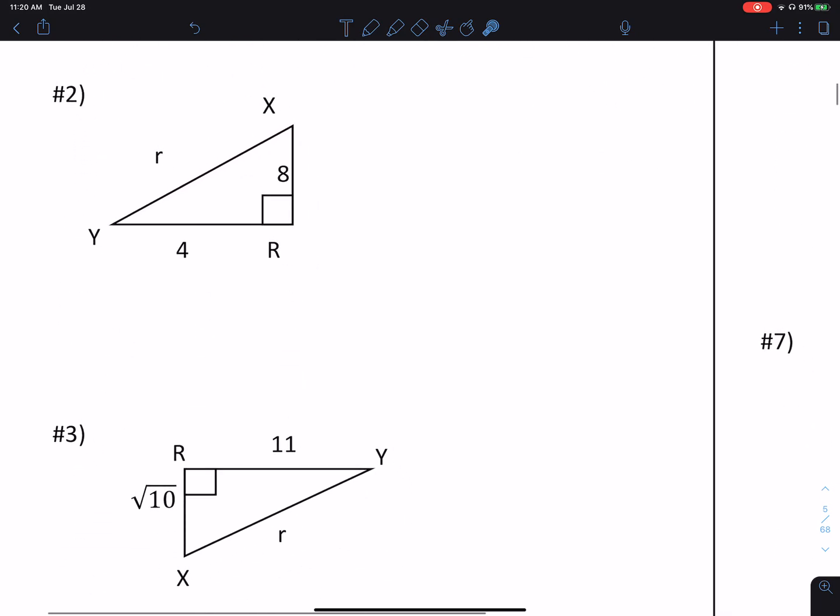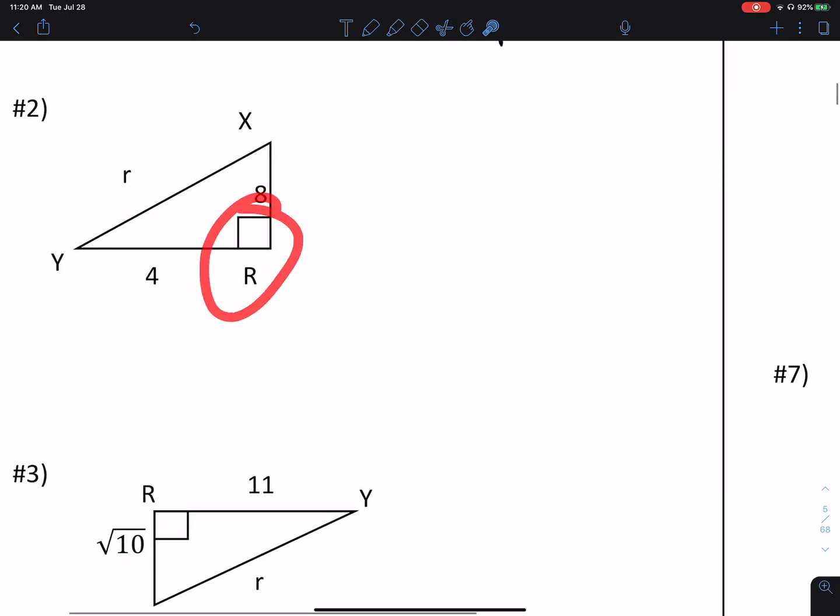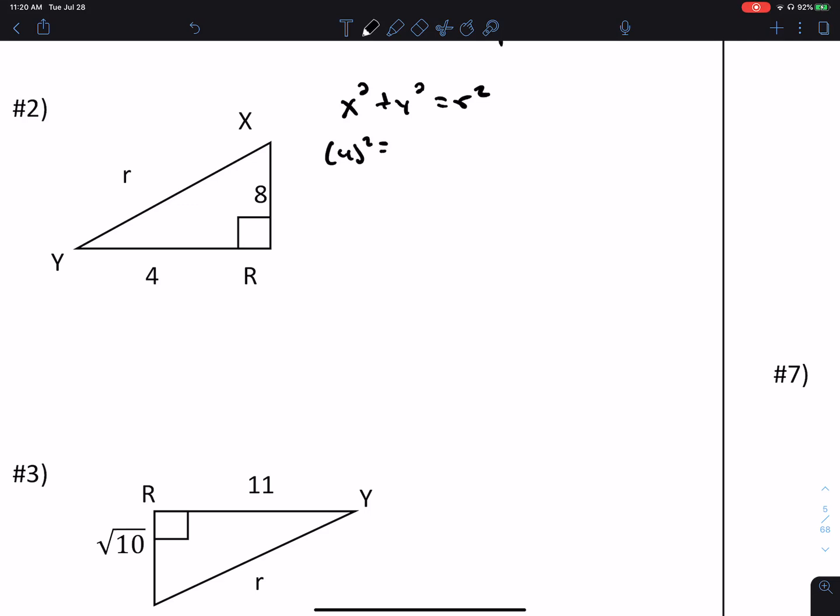Let's check out number 2. Is this a Pythagorean triple? One leg's twice as big as the other. I don't believe so. So let's see if we can use the Pythagorean theorem. We can because it's a right triangle. So x squared plus y squared equals r squared. x is 4. Sorry, threw an equal sign in there. y is 8. We don't know what r is. 4 squared is 16. 8 squared is 64. r squared is r squared. That's going to give us 80.